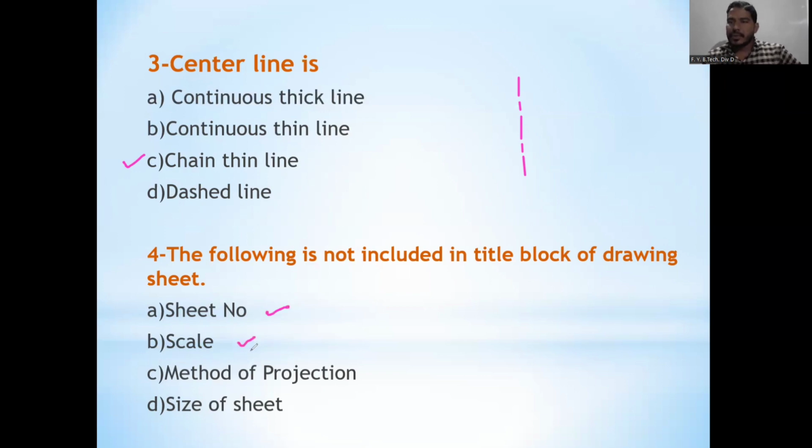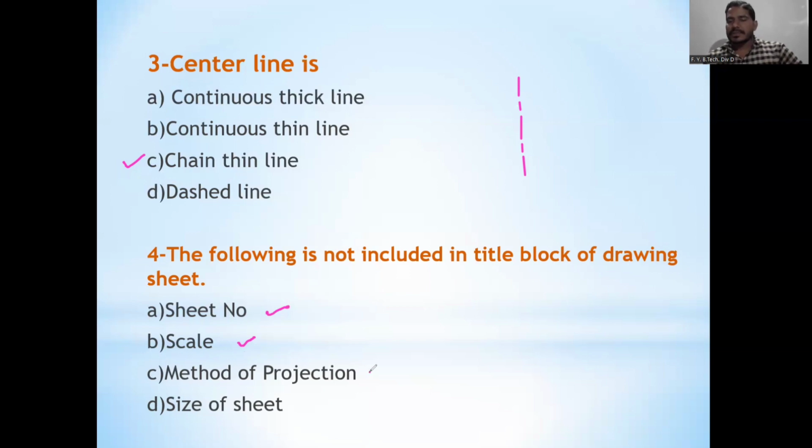The scale means what scale you are using for the drawing on the sheet, whether 1:1, 1:2, etc. That you have to mention. 1:1 means whatever scale you are using on the drawing sheet is the actual size, whatever dimension has been given on the object. If it is 1:2, such a scale must be mentioned on the title block. Then method of projection.